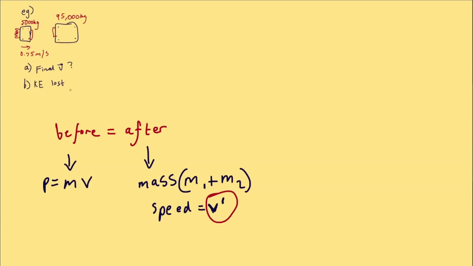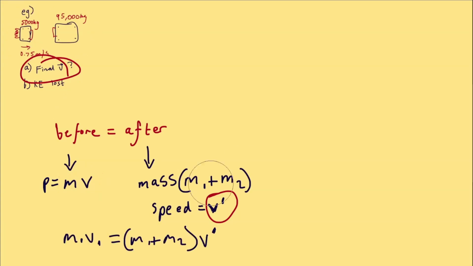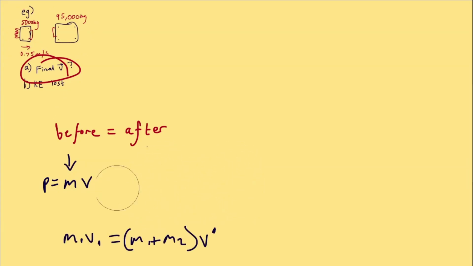That's what we're looking for in question A. And the reason why the before momentum is only the momentum of the supply module is because the space station is stationary. Now we're ready for some solving.